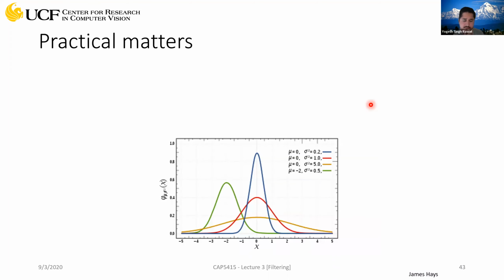Okay, so these plots are showing you a Gaussian kernel, and all these kernels are with mean 0, and they have varying standard deviation. The standard deviation is shown over here. This one has a mean of -2, but let's just ignore that.